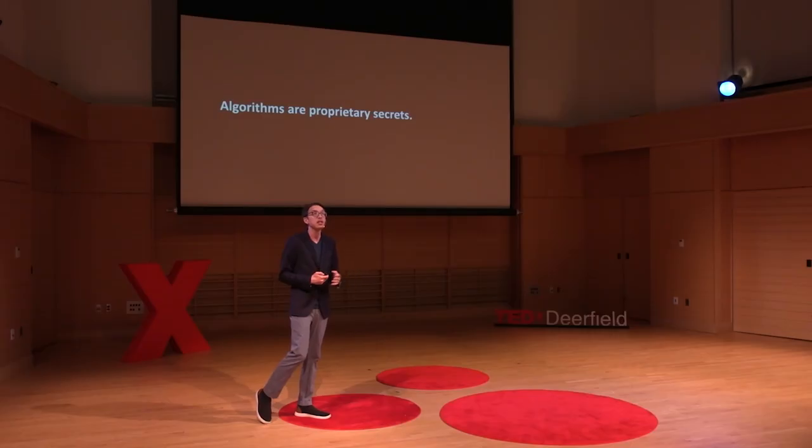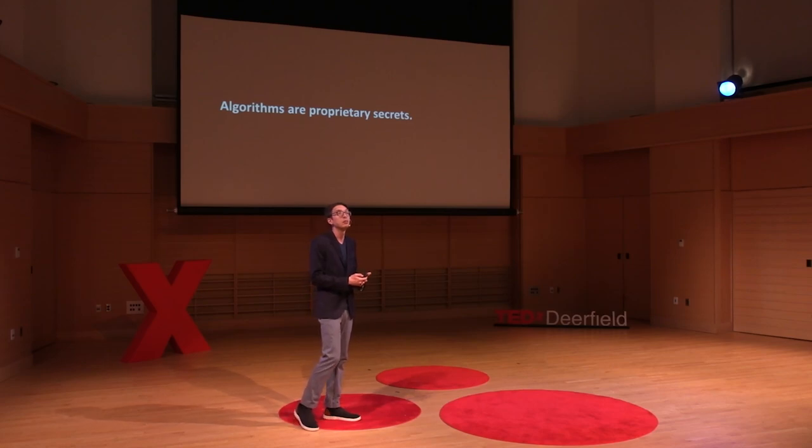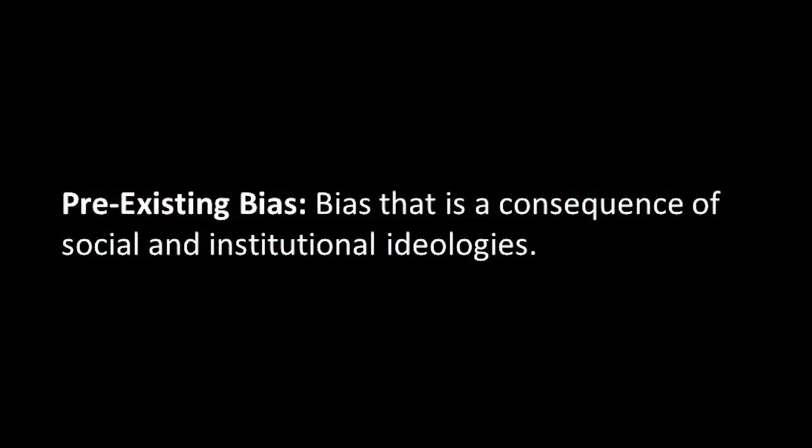Google is not the only source of algorithmic bias in our world, and we'll consider three scenarios today about ways that algorithmic bias happens. We'll consider pre-existing bias, feedback loops and emergent bias, and technical limitation bias. Pre-existing bias is bias that's created by the existing institutional and cultural ideologies that permeate our world.